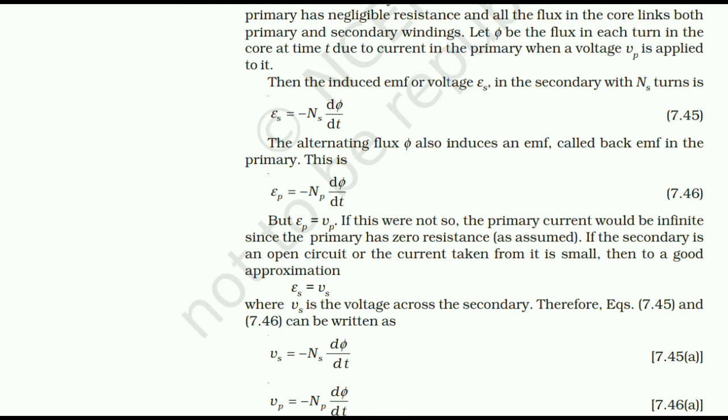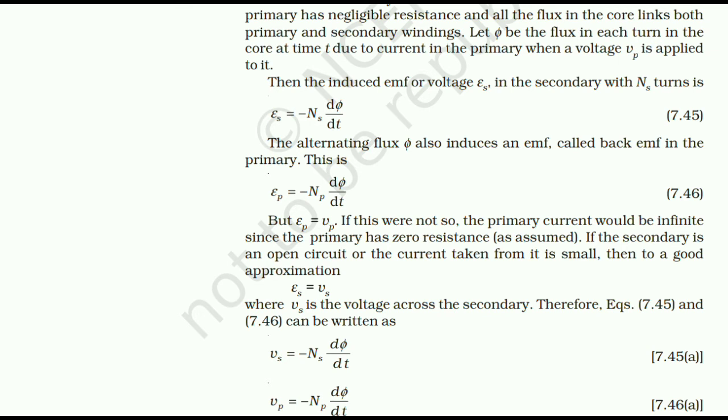Es equals minus Ns d phi upon dt. The alternating flux phi also induces an EMF, called the back EMF, in the primary. This is Ep equals minus Np d phi upon dt. But Ep is equal to Vp. If this were not so, the primary current would be infinite, since the primary has zero resistance.